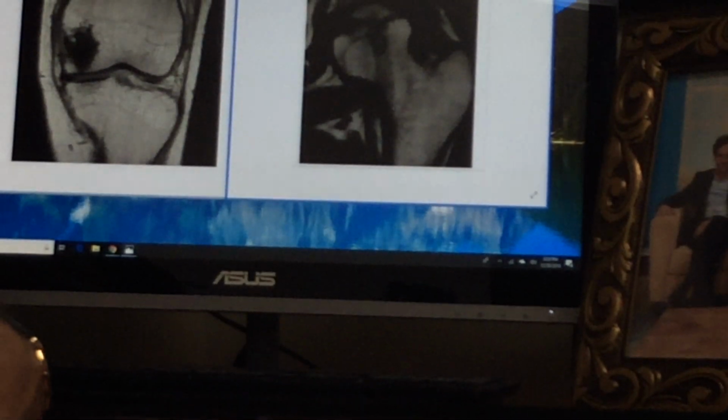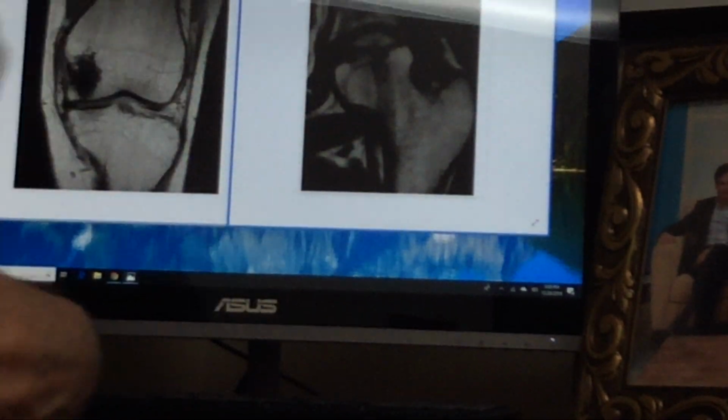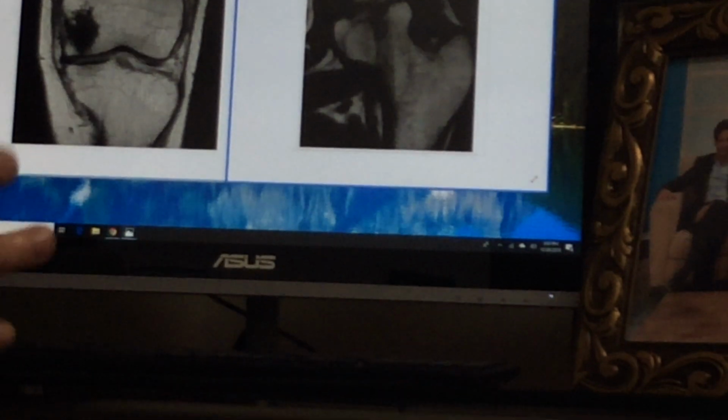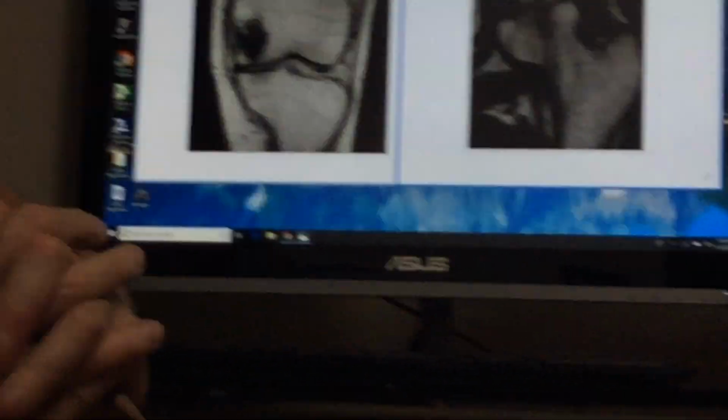You also have to be suspicious and always look, if it's in that pattern, whether it's going to be in the other hip as well. So having a high index of suspicion for other things and understanding AVN is crucial.